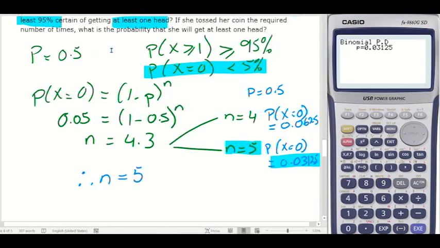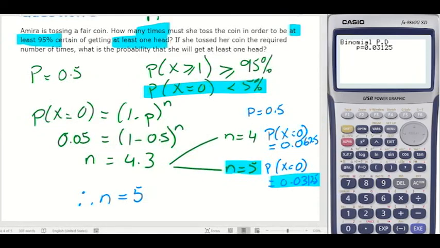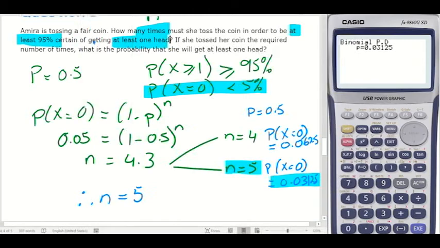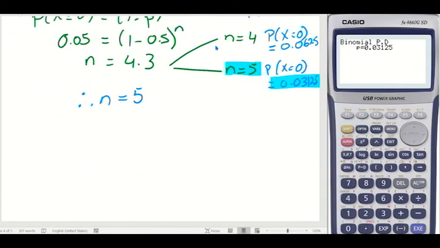Now that I've got that, I'm just going to go back to the question. The final part of the question says if they toss it that many times, so in this case 5 times, what is the probability that she'll get at least one head? Okay, so the probability of getting at least one head is 1 minus the probability of not getting any heads, which I've already just gone to find.